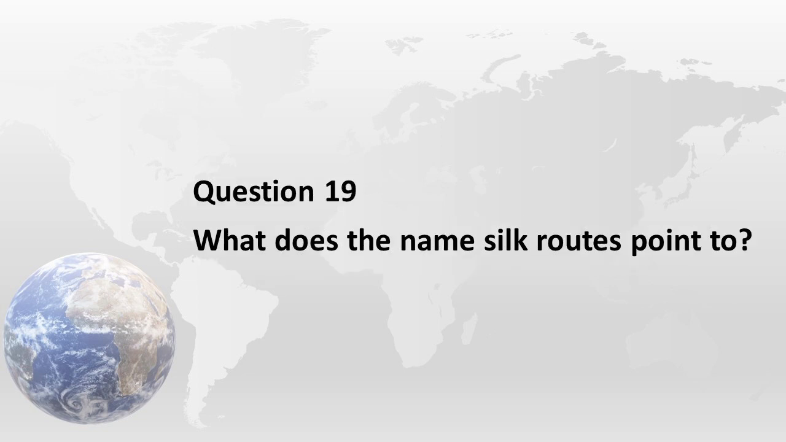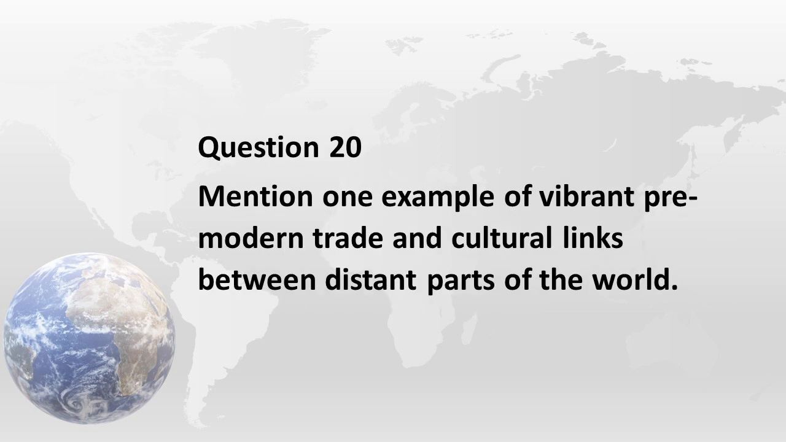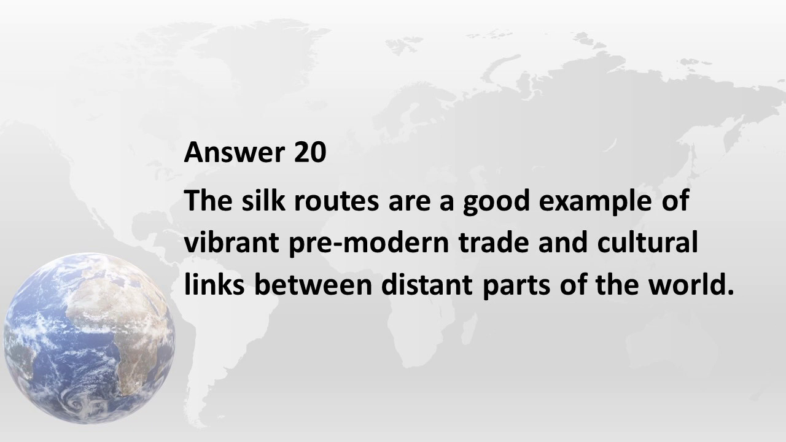Question number 19 says, what does the name Silk Routes point to? Answer to question number 19 is the name Silk Routes points to the importance of westbound Chinese silk cargoes along the route. Question number 20 says mention one example of vibrant pre-modern trade and cultural links between distant parts of the world. Answer to question number 20 is the Silk Routes are a good example of vibrant pre-modern trade and cultural links between distant parts of the world.